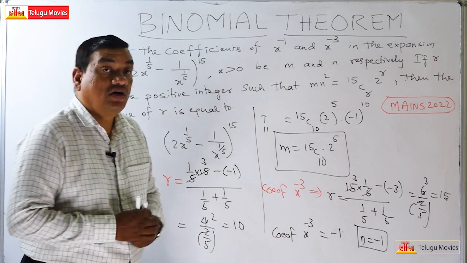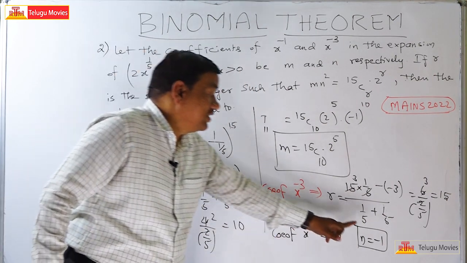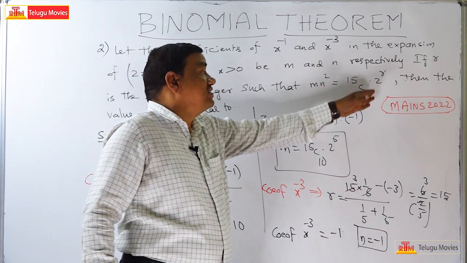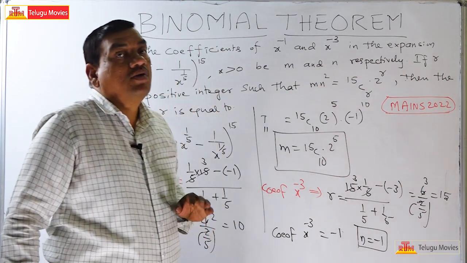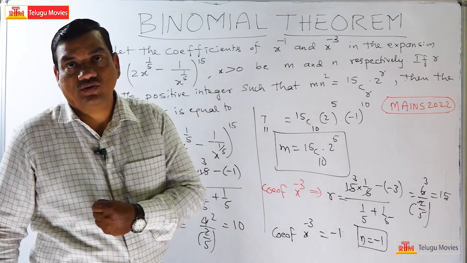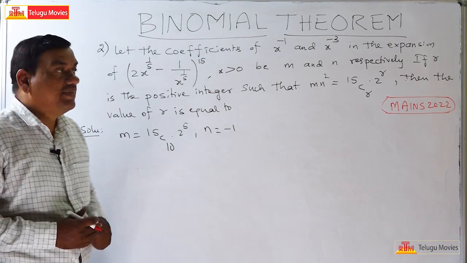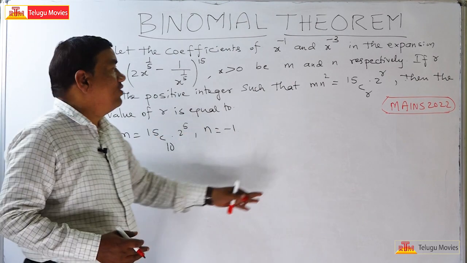So we got m value and we got n value. Substitute into m n square is equal to 15 cr into 2 power r. From there, you will get r value. Okay, so let us continue the solution. Welcome back to the remaining calculation. Here we got m value, n value.